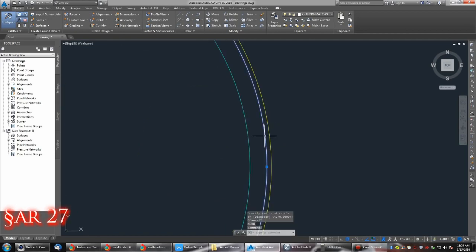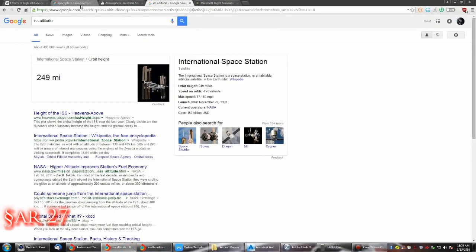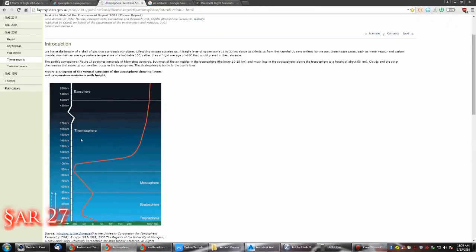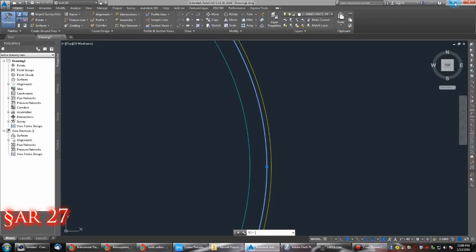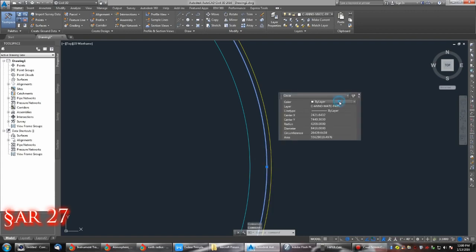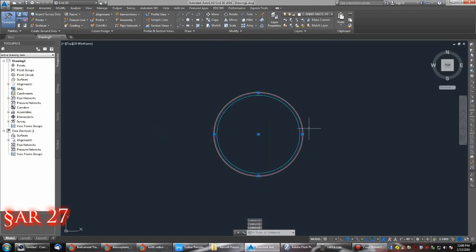Now you can see that is not above the thermosphere here. It's about this area here. It's still within the thermosphere. Now I'm going to change this red. The flight path of the ISS is red.